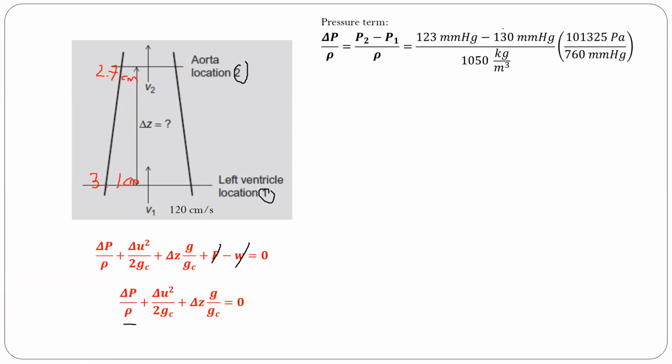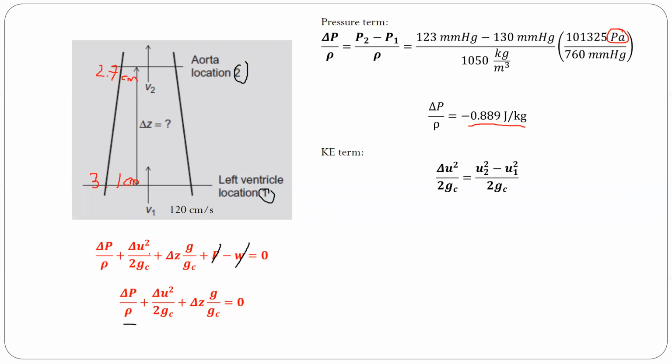I need to convert millimeters mercury to a metric system unit, and we have here, of course, Pascal. The conversion is right there. When you do that, it turns out that delta P over rho is negative 0.889 joules per kilogram. Each term here will result in a unit of joules per kilogram in the metric system.